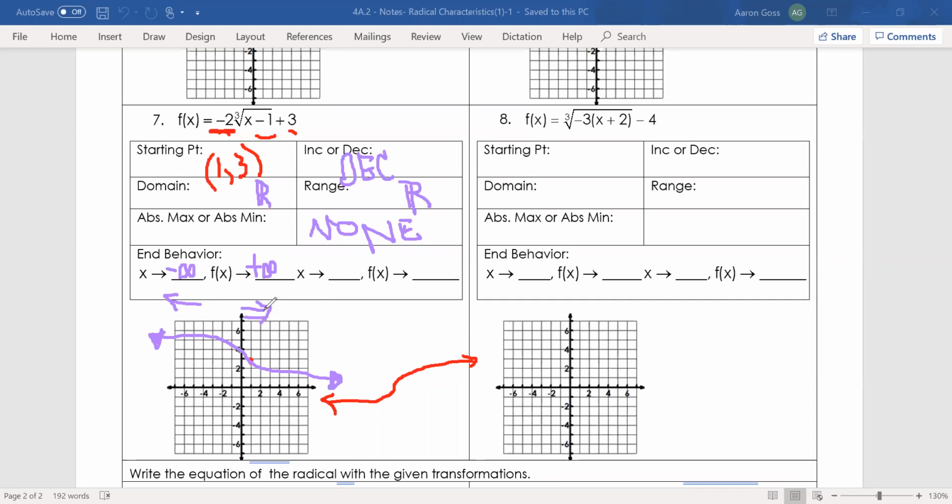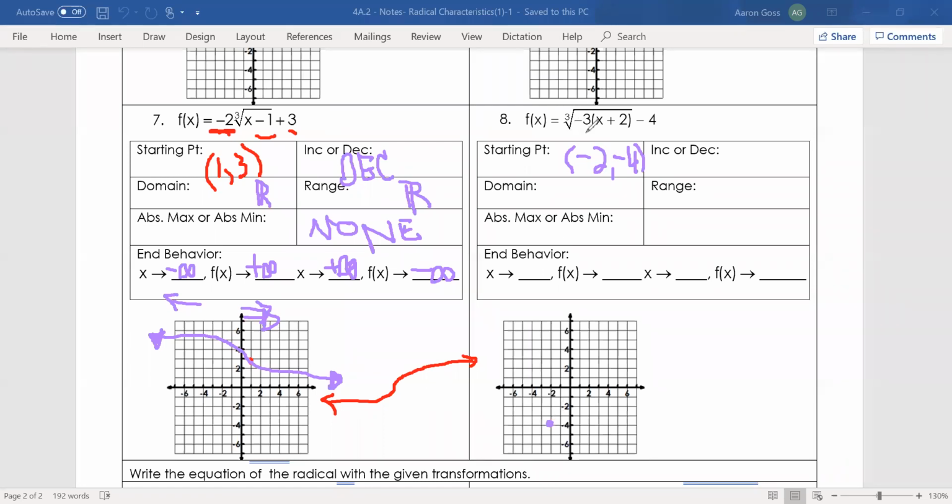Now let's look to the right. I look to positive infinity for x. What's f of x doing now? Going down. It goes to negative infinity. Okay, I bet we can do this real quick here. What's my starting point? (-2, -4). (-2, -4) is my turning point, right?